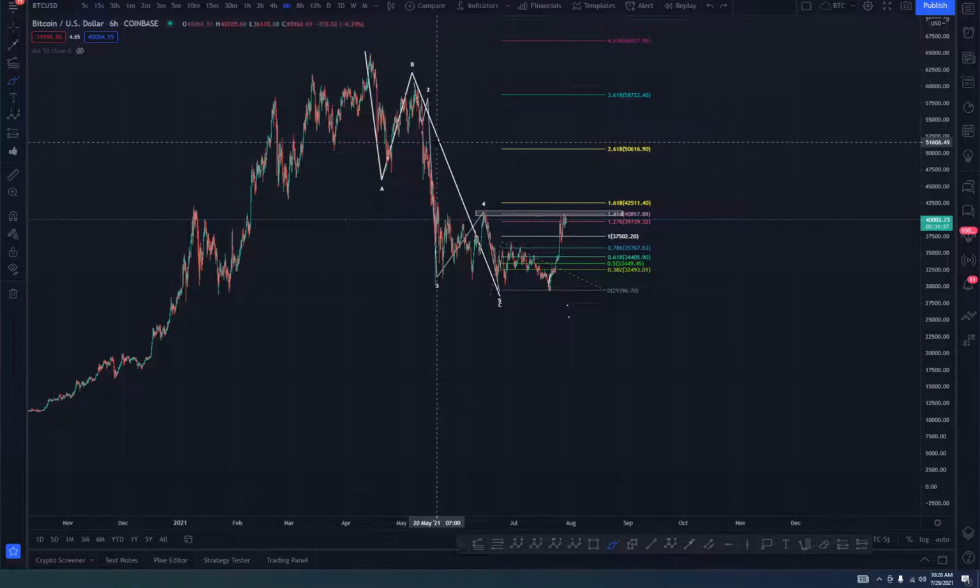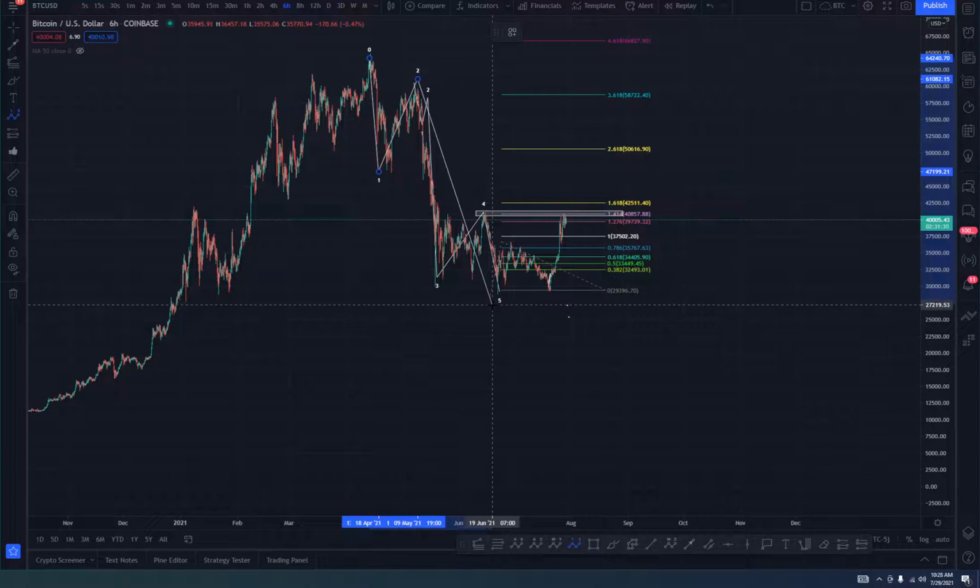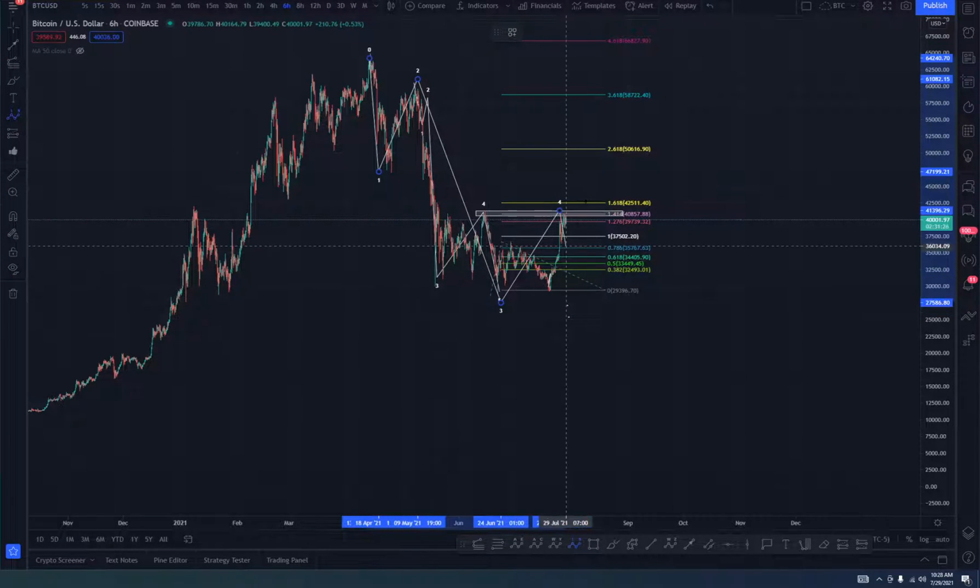The Death to Bitcoin count says that this wasn't an ABC, but this is actually 1, 2. This is 3 right here, and this is the fourth wave. This flat is the fourth wave. We still need the fifth wave.